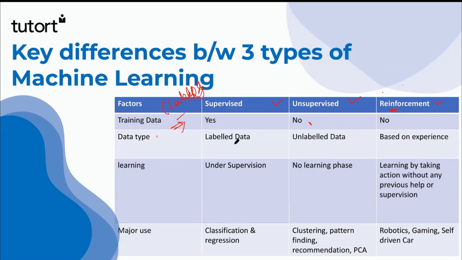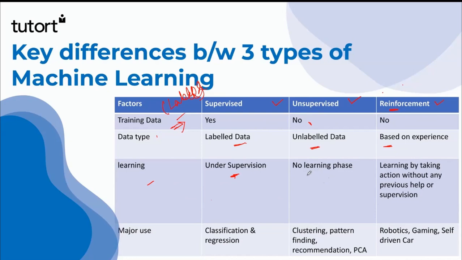Now, data types. As I told you, supervised uses labeled data, unsupervised uses unlabeled data, and reinforcement learning is based on the agent's experience. Now comes learning: what type of learning is what? Supervised learning is done under supervision, because we have a previous set of examples. We have defined output, and we are predicting similar kinds of output. If I taught my model about banana and apple, I'm not going to ask my model about guava, right? So the output is predetermined. We just need to teach the model, and for that we have a previous set of examples.